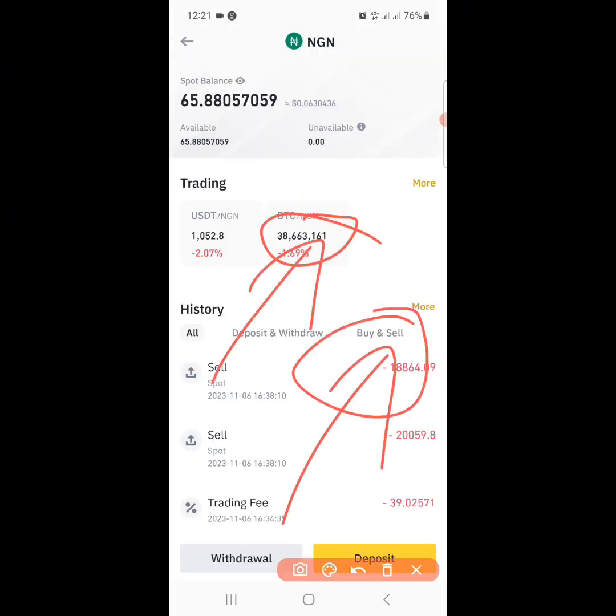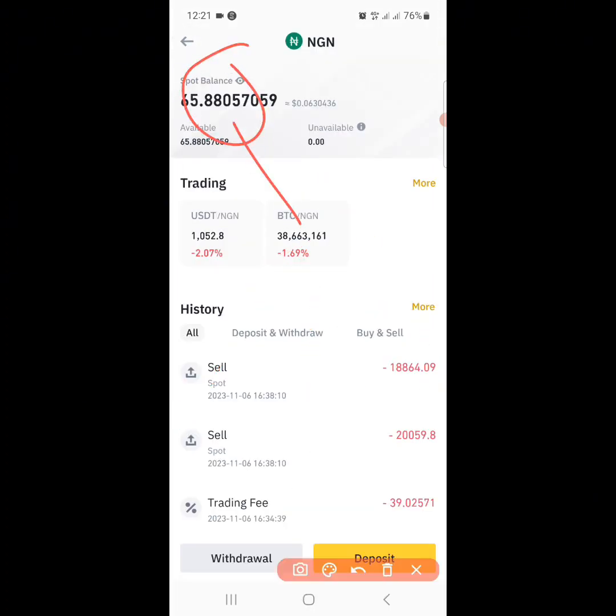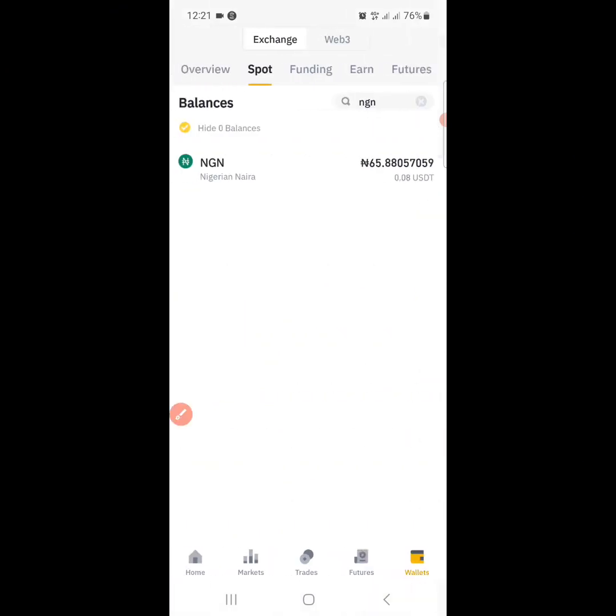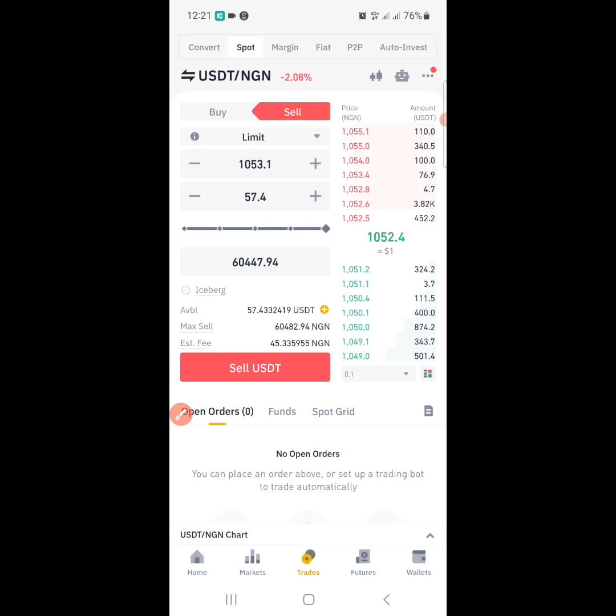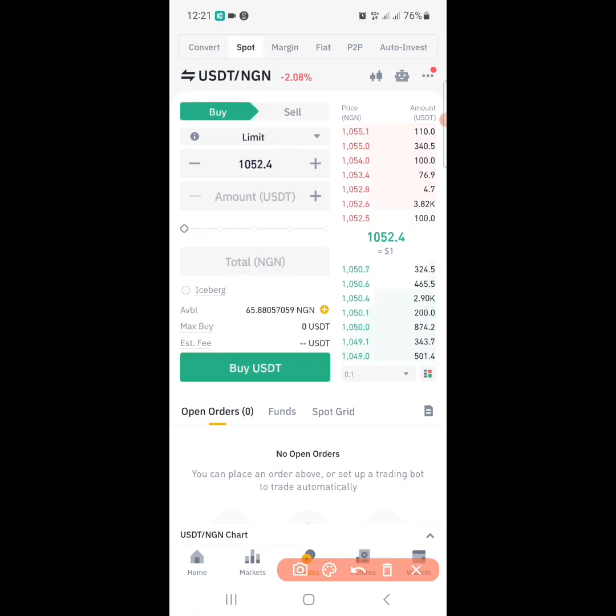After you made the recharge, you see the amount you recharged will be added to your balance. You'll be seeing it here that the amount has already reflected in your NGN wallet on Binance. After you made the recharge of NGN into your Binance account, what you have to do is go out to this trade area. Then you have to select USDT against NGN. So we'll be buying USDT using NGN.